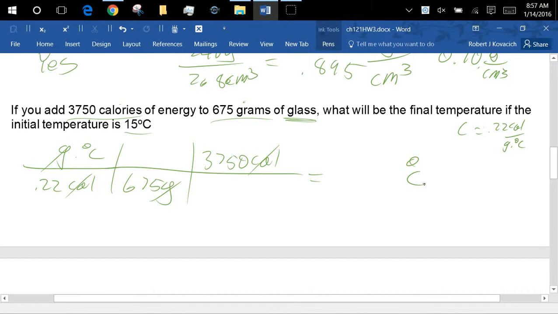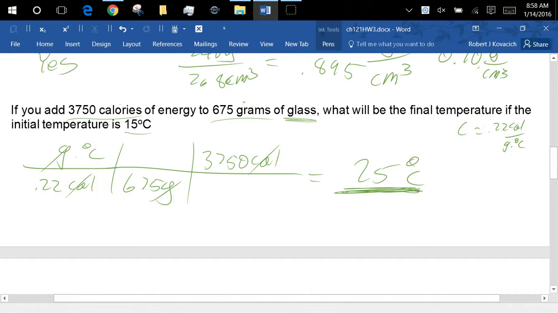Is it 25? I think it's 25. Let me make sure. 3750 divided by 675 divided by 0.22. Yeah, that's 25. Okay, so tell me about this. What is this? Am I done? Is that my answer?